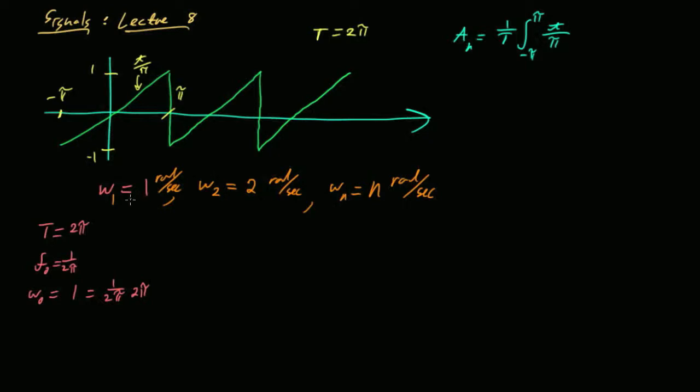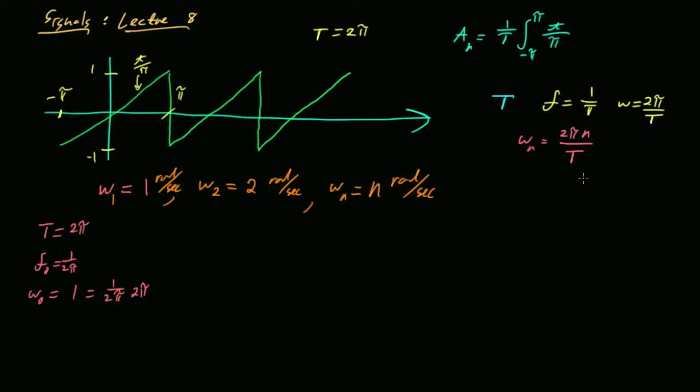So to write this in a more generic way, using variables instead of numbers: the period is T, the frequency is 1 over T, and the frequency in rads per second is 2 pi over T. That's the first harmonic. In general, what's the frequency of the nth harmonic? If this is the first harmonic, the second is this times 2, the third is this times 3, and the nth harmonic is this times n. So 2 pi n over T.